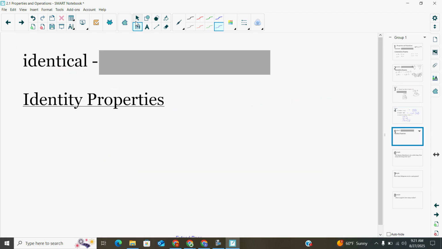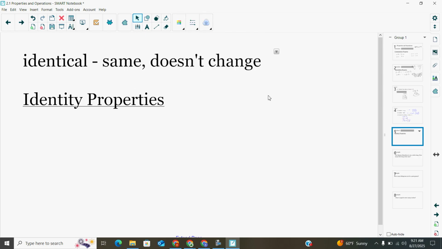The word identical, what's that mean? Identical. It means the same. It means something doesn't change, right? We have identity properties. Identity means it stays the same. It does not change. We have one for addition. If I add 0 to anything, I get the same thing back. That is the identity property of addition.